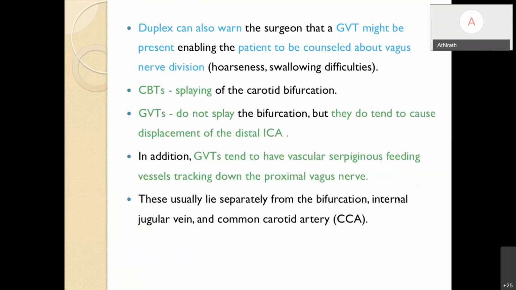And whenever a glomus vagale tumor is suspected, you can preoperatively only counsel the patient about the risk of vagus nerve division during surgery. A glomus vagale tumor will have numerous vascular serpiginous feeding vessels which track down the proximal vagus nerve. Carotid body tumor will cause splaying of the carotid bifurcation on the duplex, whereas glomus vagale tumors do not splay the bifurcation, but they tend to cause displacement of the distal ICA.